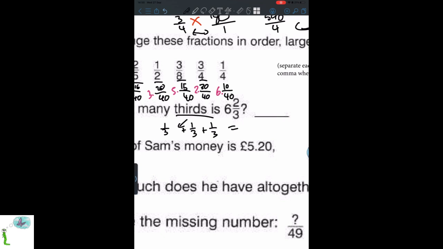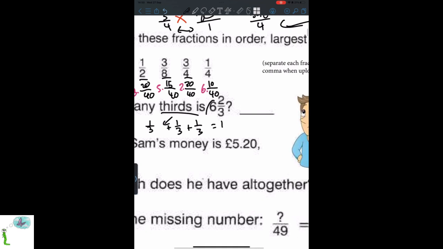You know how to add fractions. You just add the top number, leave the denominator the same. So we're going to get 3 over 3, which is 1 whole. So 3 thirds is 1 whole, because that's basically what a third is, right? It's divided into 3 bits. So if 3 thirds is 1 whole, how many do we need to get 6 wholes?